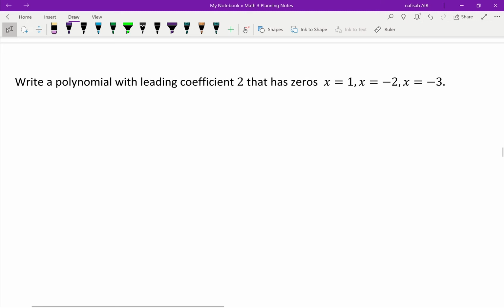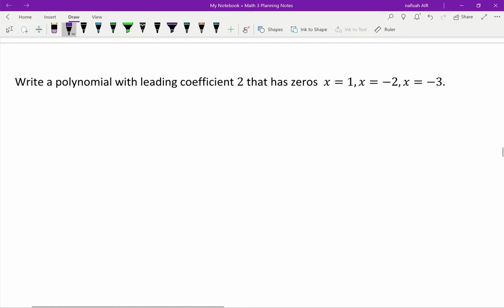Write a polynomial with leading coefficient 2 that has zeros of x equals 1, x equals -2, and x equals -3. So they told me my zeros. From my zeros, I can go ahead and figure out the factors that made up the polynomial.